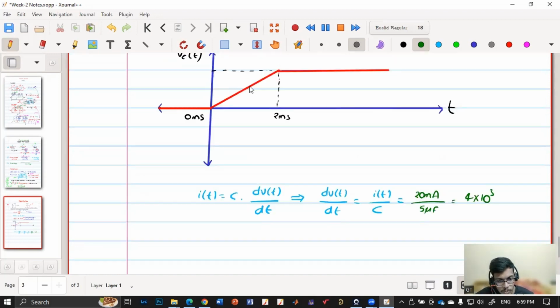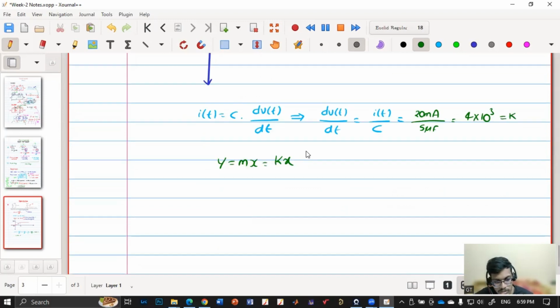So I know the slope of this, say this is K. Using y equals mx, or y equals kx, I need to know the value of y at x equal to 2 milliseconds. So I'll substitute the values. Y is my Vc. K is the slope, 4 into 10 to the power 3. And x is my time period, 2 milli, 10 to the power minus 3.